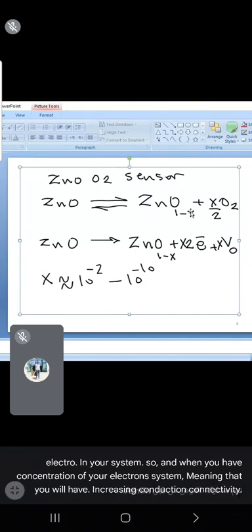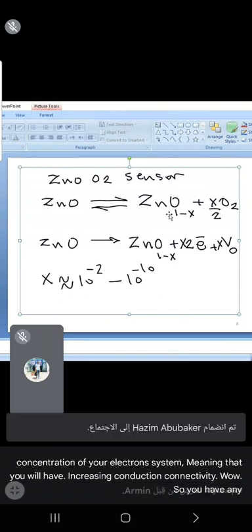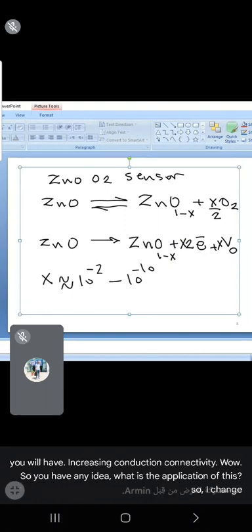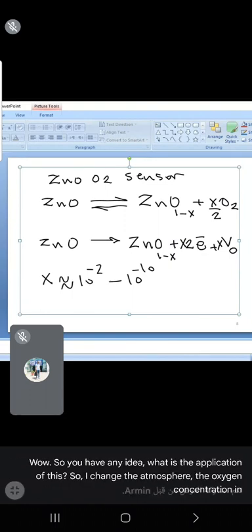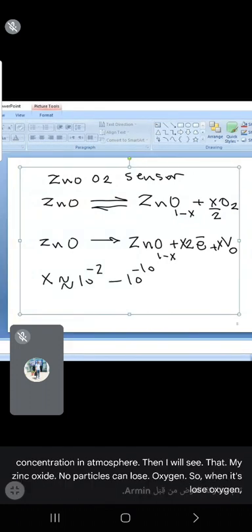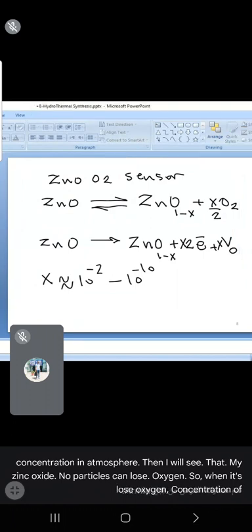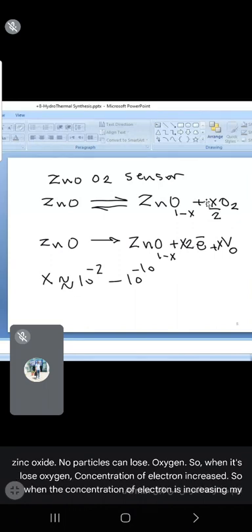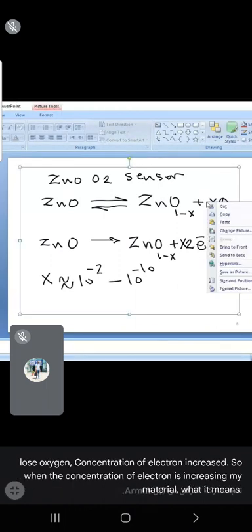Wow. So, do you have any idea what the application of this is? I change the oxygen concentration in the atmosphere. Then I will see that my zinc oxide nanoparticles can lose oxygen. So when it loses oxygen, the concentration of electrons increases. So when the concentration of electrons is increasing in my material, what does it mean? Do you have any idea what it means?